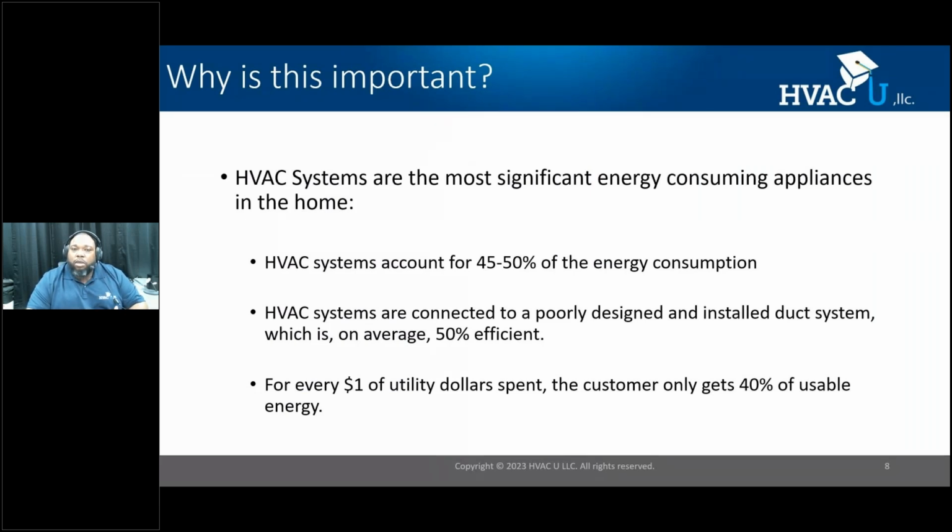All right, if you think about it, the HVAC system accounts for about 45% to 50% of the energy consumption in all buildings. Also, it has been studied through Energy Star and other organizations that HVAC systems are commonly connected to poorly designed and installed systems, with the average system being about 50% efficient. So what that means to you and I and the clients that we serve, for every dollar of utility money that we spent on our gas and electric bill, the customer only gets about 40% of usable energy, which uncovers a significant problem.